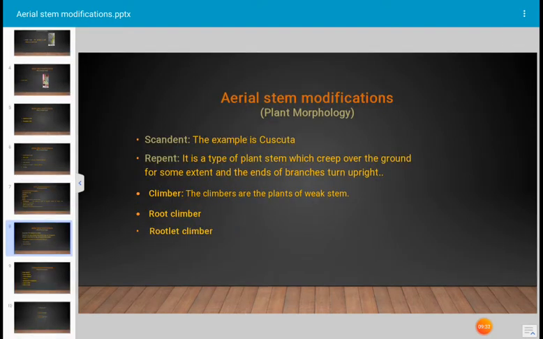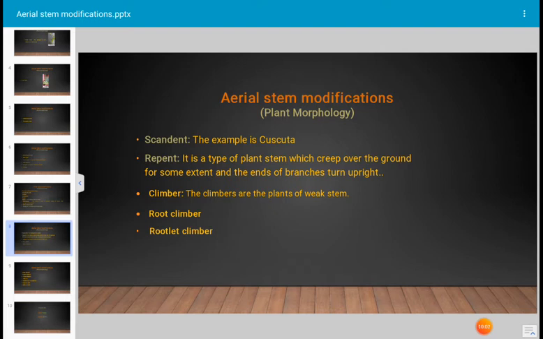The scandent. It is a type of plant which climbs over other large trees. Such type of habit is termed as scandent, and the example is cuscuta. It is a semi-parasitic plant which spreads over branches of large trees in hanging position. Most of the branches of this plant are hanging in position. Such type of stems or plants are scandent.